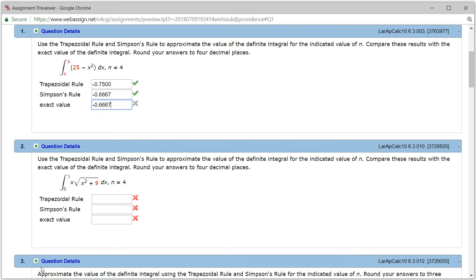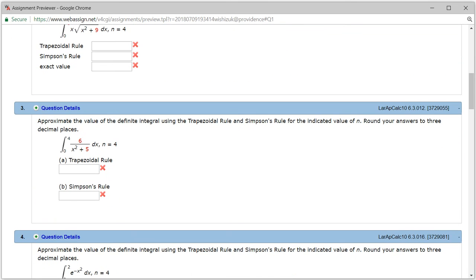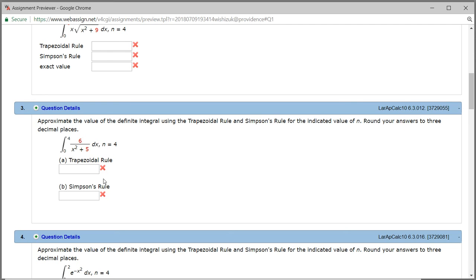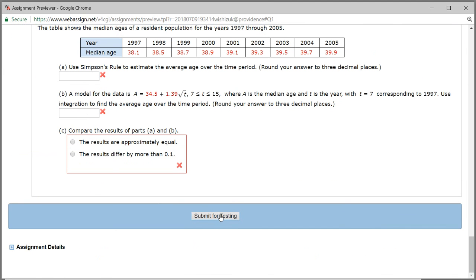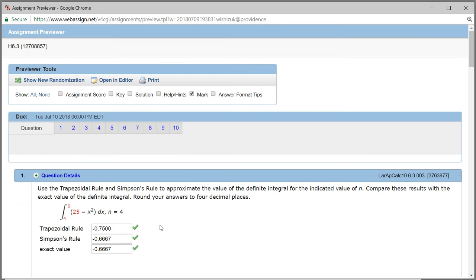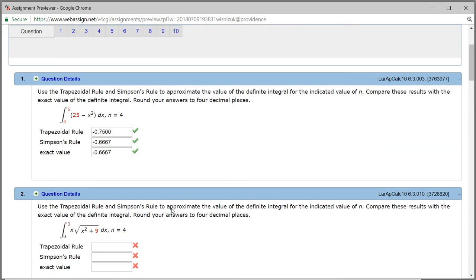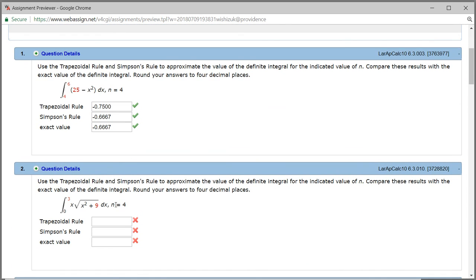So let's check the answer. I came back and it looks like we got this one correctly. That's it. I hope that this was clear.